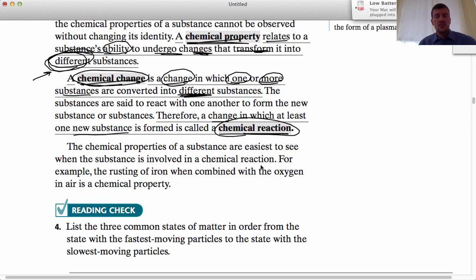All right, so for example, if you have iron left out, you left your bicycle outside, and the chain begins to rust. Well, that iron in the chain is reacting with oxygen and is creating iron oxide. You've got a brand new compound, a new substance. The iron and the oxygen reacted to form something new. That is a chemical change, definitely.